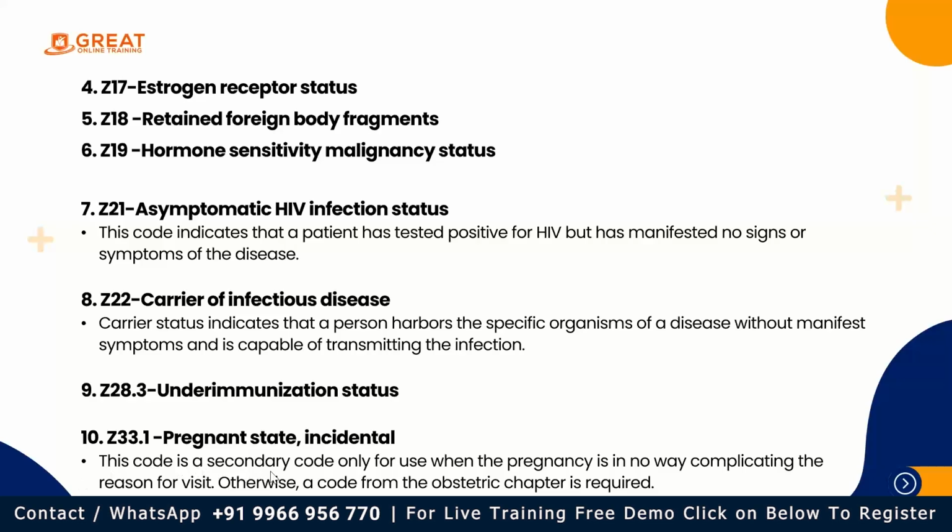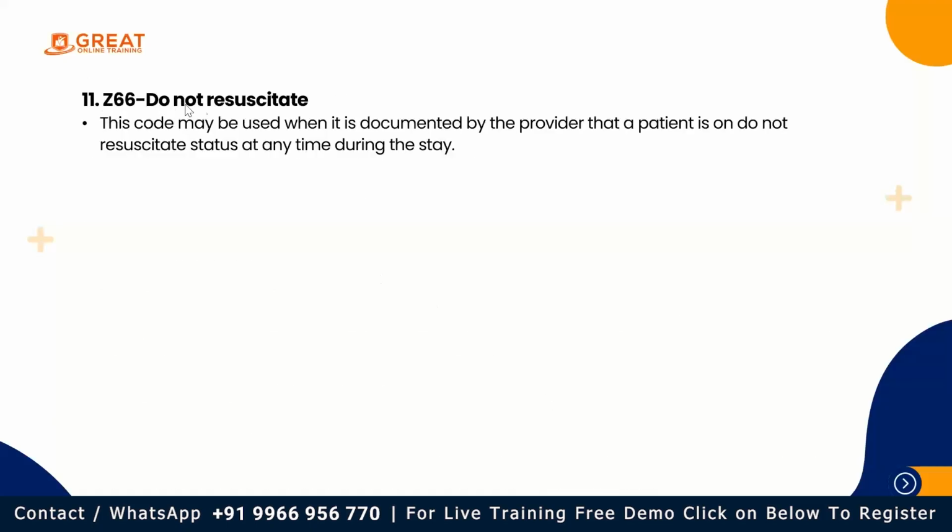Z33.1, pregnant state incidental. This code is a secondary code only for use when pregnancy is in no way complicating the reason for visit. Otherwise, use a code from the Obstetric chapter. Okay, pregnant state incidental means pregnancy is in no way complicating the reason for visit. In that case, you have to use Z33.1.